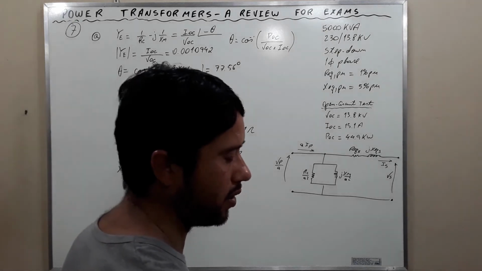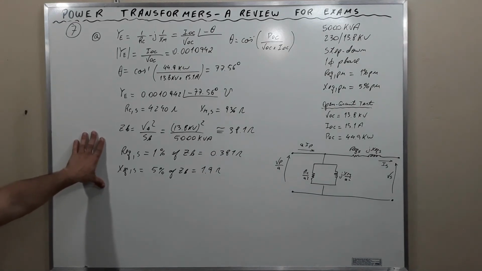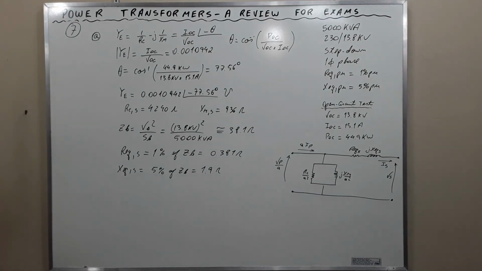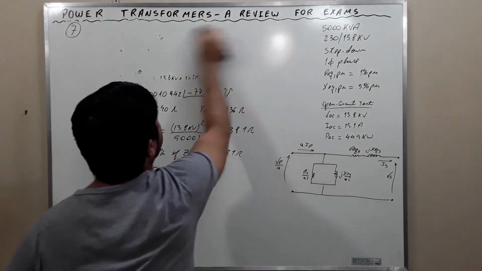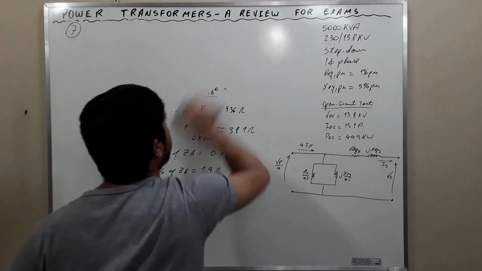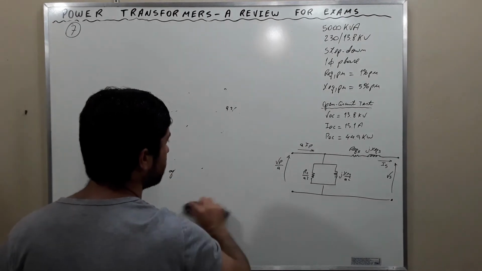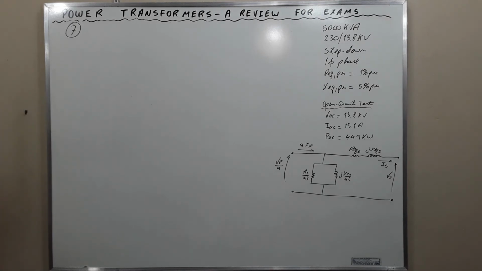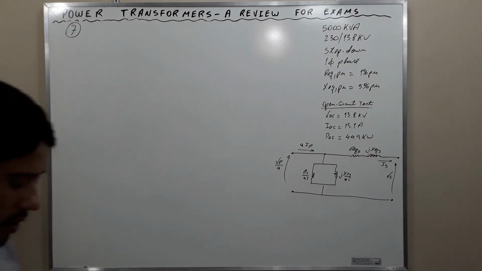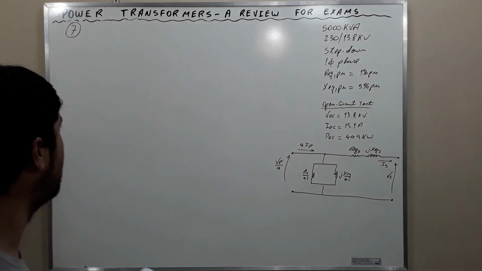Now let's go to letter B. This is all for letter A. In letter B, we are told that the voltage on the secondary side is 13.8 kV and the power supplied is 4000 kilowatts at 0.8 lagging power factor, and we need to find the voltage regulation and efficiency.